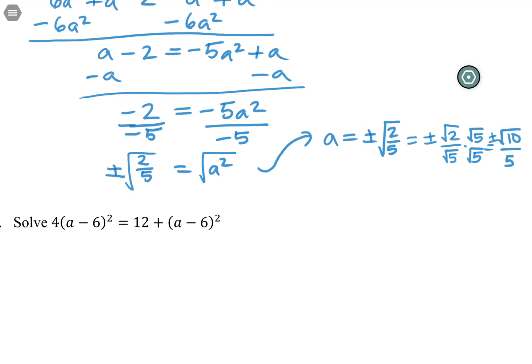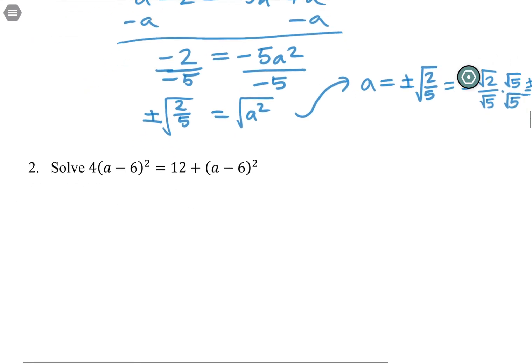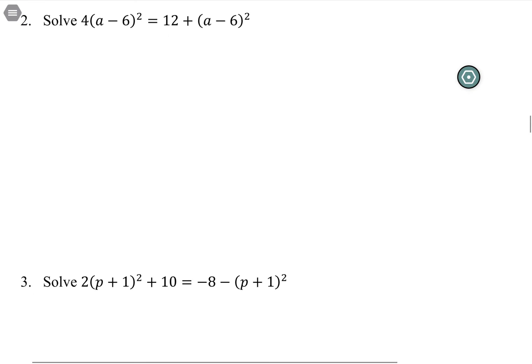Okay, so kind of special cases that we can work with now, but that still does give us some interesting things to solve. Let's look at the second one. Okay, so 4 times (a minus 6) squared equals 12 times (a minus 6) squared.